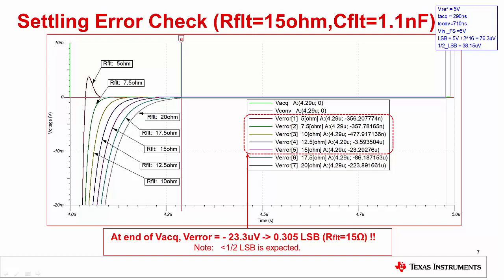This slide shows the sample and hold error with different resistors in the external RC circuit. The goal is to choose a resistor that gives the lowest settling error at the end of the acquisition period. The end of the acquisition period is marked with the A cursor, and the legend shows the different errors at this time. The half LSB error target is 38 microvolts for this design.